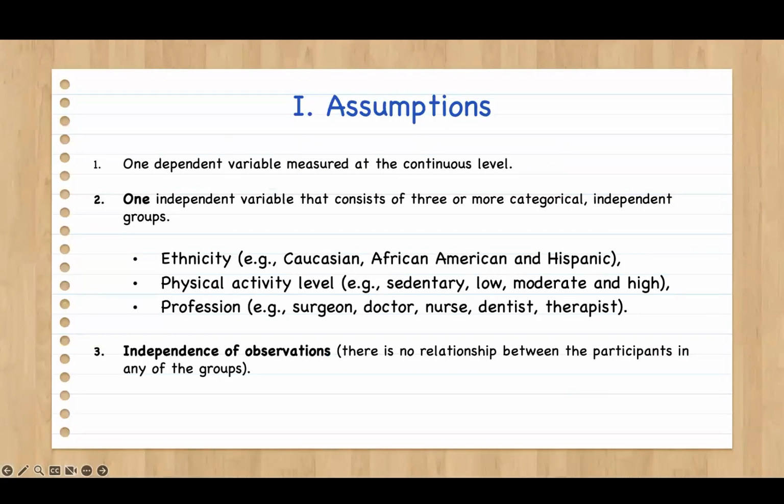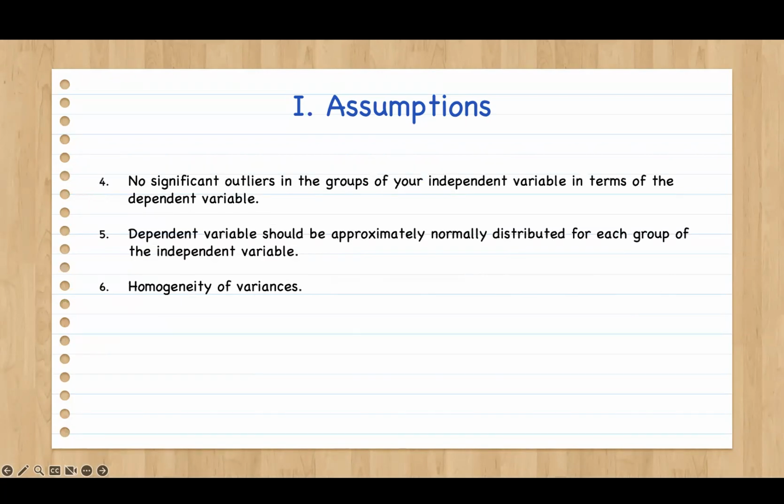ANOVA requires several assumptions regarding the methods of sampling, level of measurement, shape of the population distribution, and the homogeneity of the variance. In order to run one-way ANOVA, there are 6 assumptions. The first 3 assumptions relate to the choice of your design and the measurement you choose to make. The 4th, 5th, and 6th assumptions relate to how your data fits the one-way ANOVA. I'm going to leave it to you to read the assumptions if you are interested.